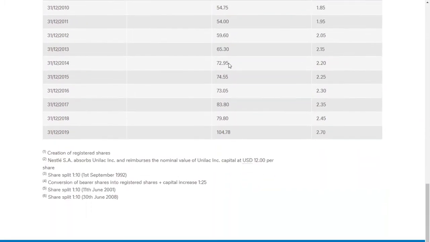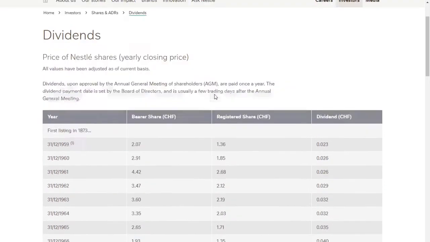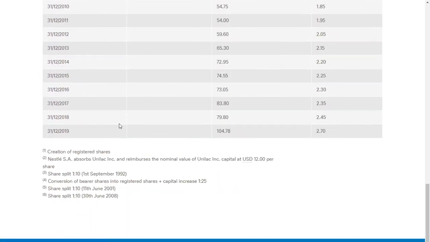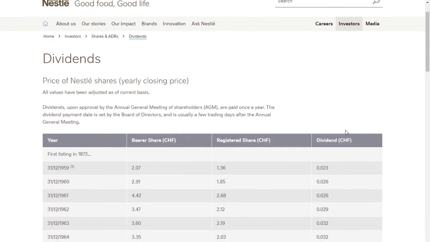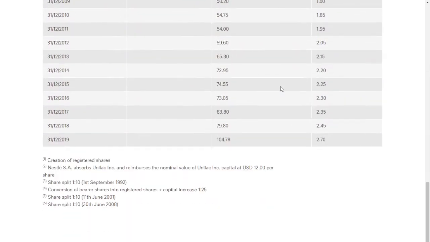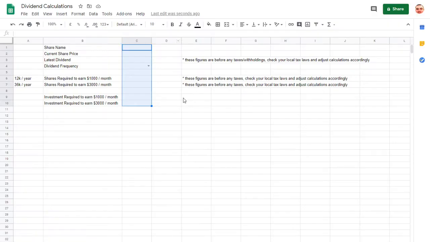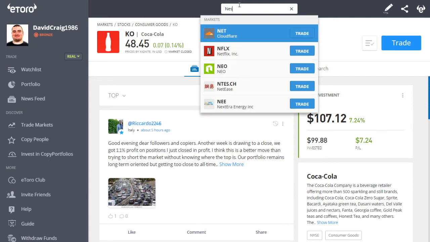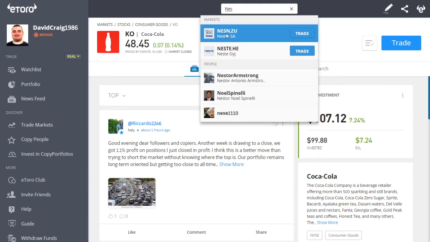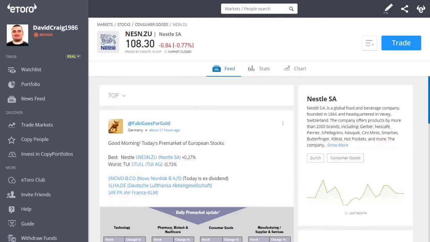So this is the dividend history for Nestle, as you can see. And its last dividend payout was $2.70. Now this stock isn't in dollars, it's in CHF, so you would have to also factor in the exchange rate, which I'm not going to cover in this, but it's very simple to do. But let's assume it was dollars and just use the same numbers. So last dividend was $2.70. Share price of Nestle, which is this one here, 108.30.